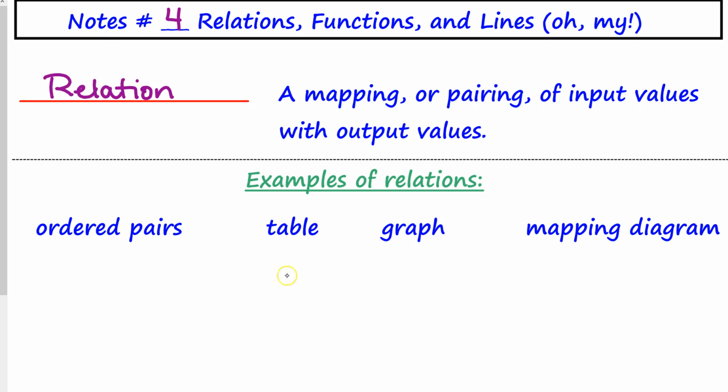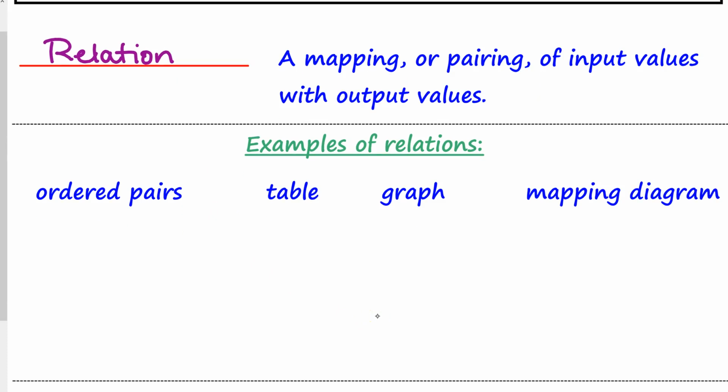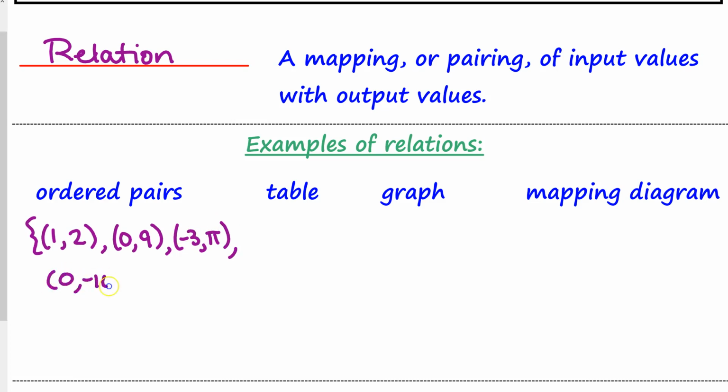And there are different ways that you can represent relations. So you could just list ordered pairs. For example, suppose we have (1, 2), (0, 9), (-3π, 0), (-10, 3), (2, etc.). Okay? Any pairing of inputs and outputs is a relation, and you can list it as ordered pairs. Of course, we can't always list ordered pairs because sometimes we don't have a finite number of ordered pairs.